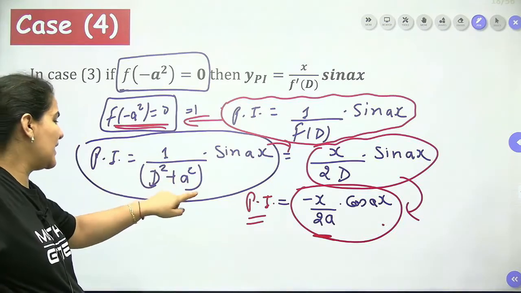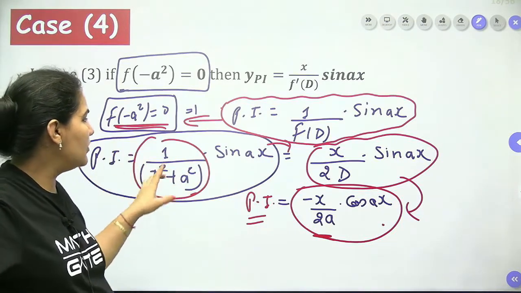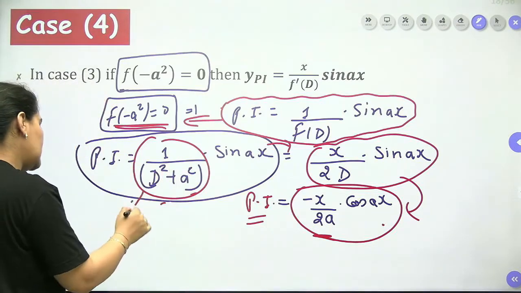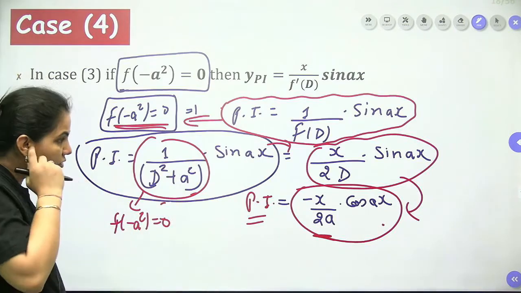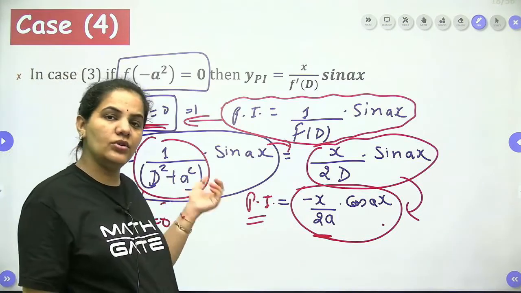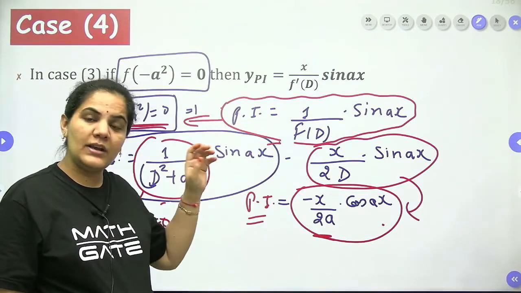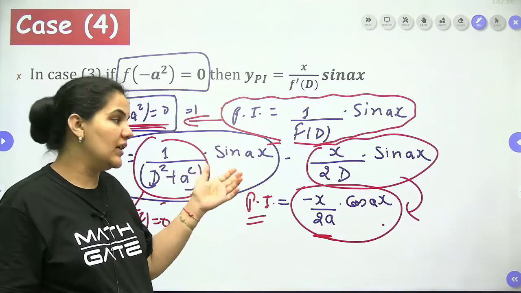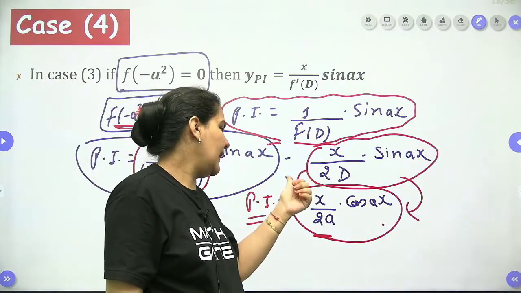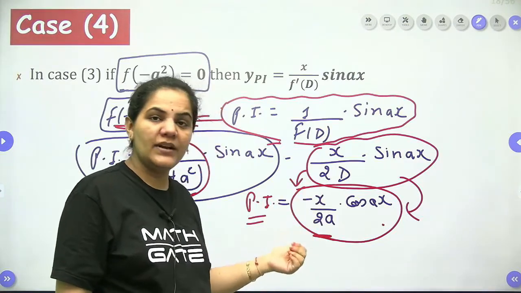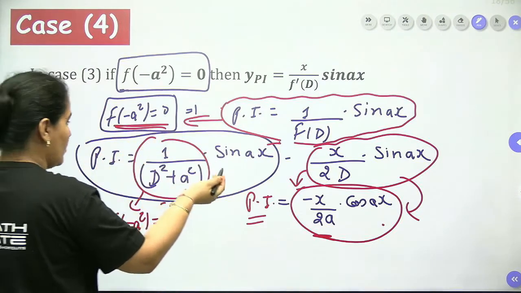Means exactly in this case only, f of minus a square is equal to 0. You can see this is the case when f of minus a square is equal to 0. So when it is equal to 0, what will you do? You will approach x by 2D into sine of ax. Either you can approach like this, or you can directly write it as minus x by 2a into cos of ax. So this is the case when you have a question of sine of ax.